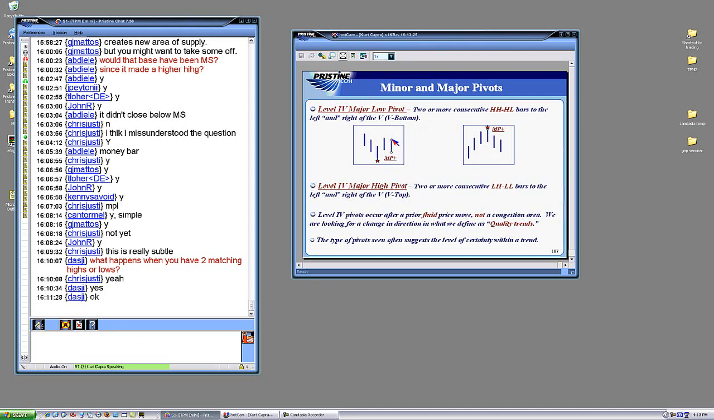Let me ask you guys something here. What would happen if I did this? If I move this down right here, what happens? What pivot level are we now dealing with?